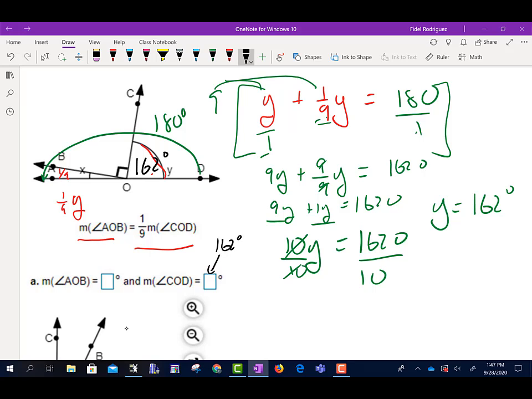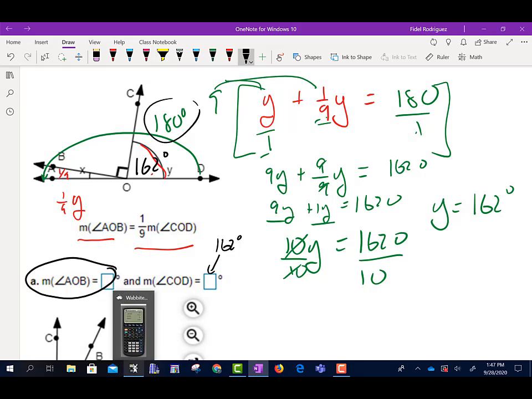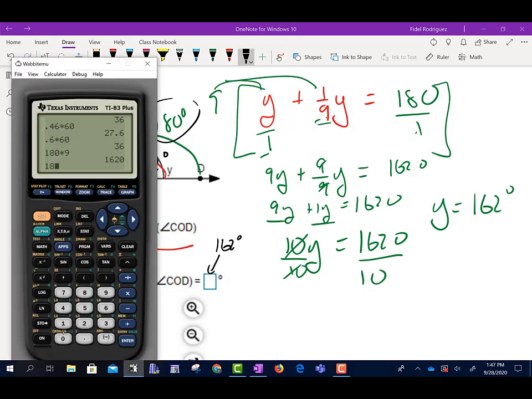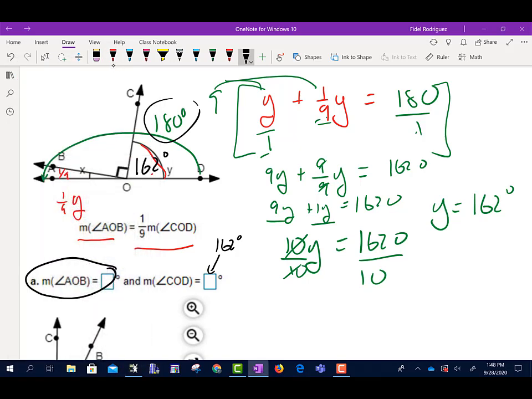If I wanted to find this angle, remember the whole thing is 180. So if I take my calculator and say, what's 180 minus 162, I'm coming up with 18. So this angle right here is 18 degrees. That little piece right there, 18.